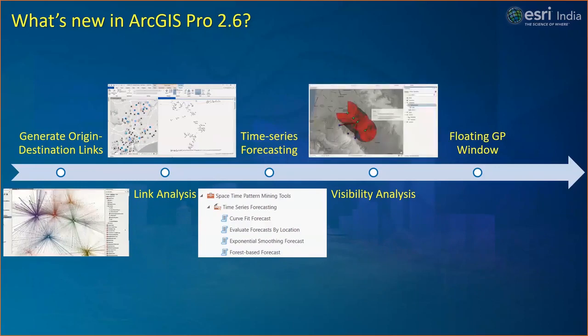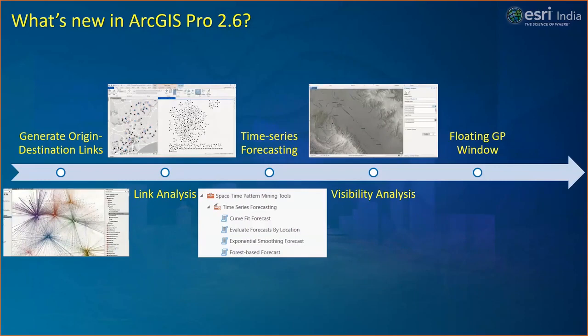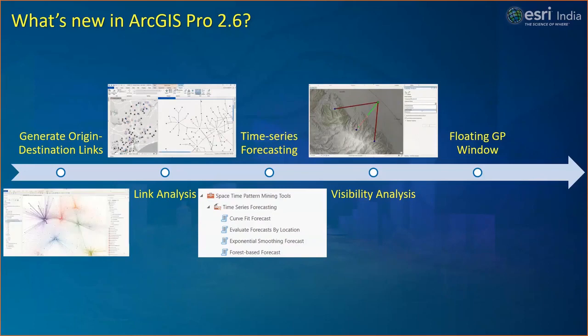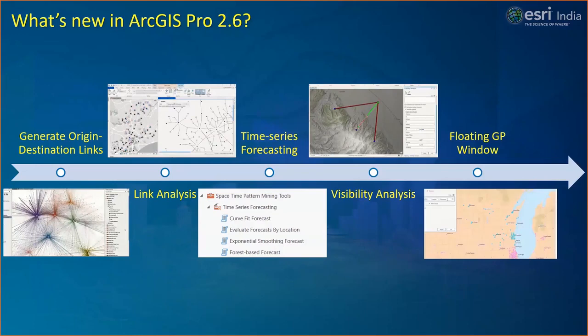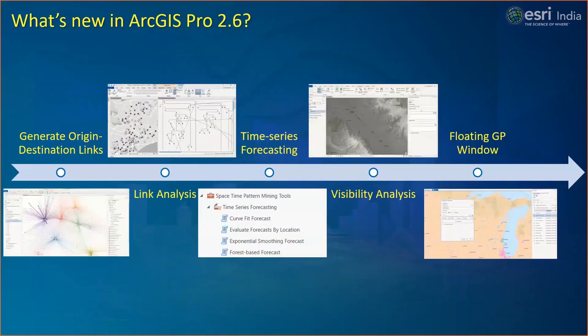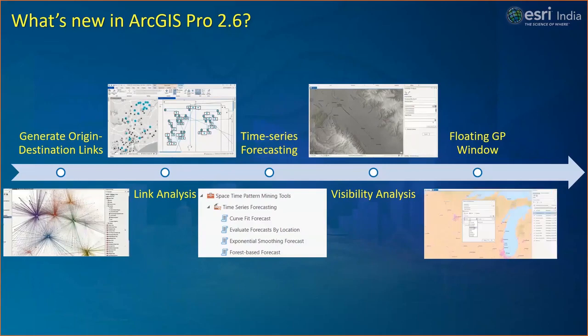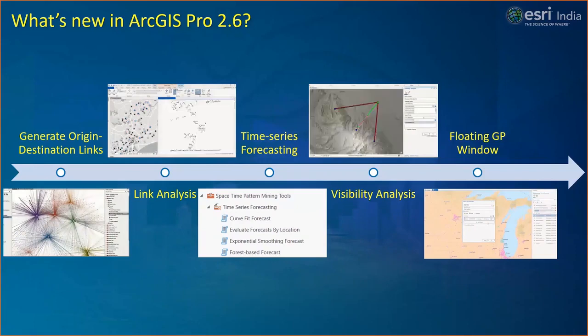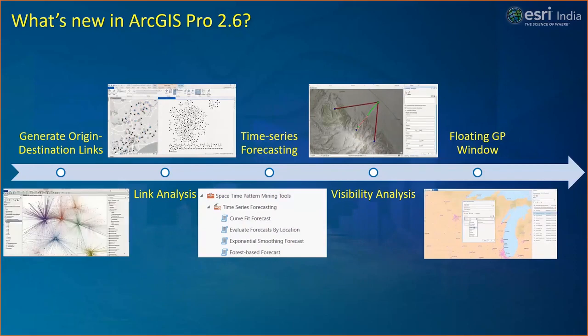Similarly, we have a Visibility Analysis tool, which will help us analyze what an observer can or cannot see from a given location. With just elevation as an input, we can create linear and radial lines of sight. Finally, we have a very interesting addition, which is the floating geoprocessing window, where you can conduct analysis simultaneously. For example, if you have a very big analysis running already, you can run several other tools like Select by Attribute, Select by Location, Add Join, and Calculate Field. Those tools you can run as a floating geoprocessing window.